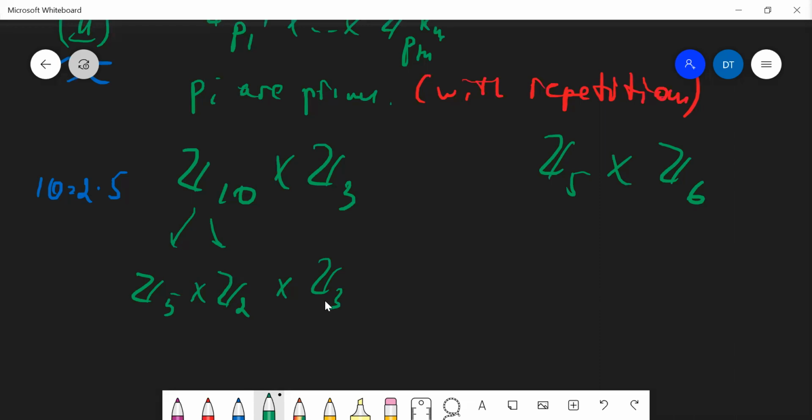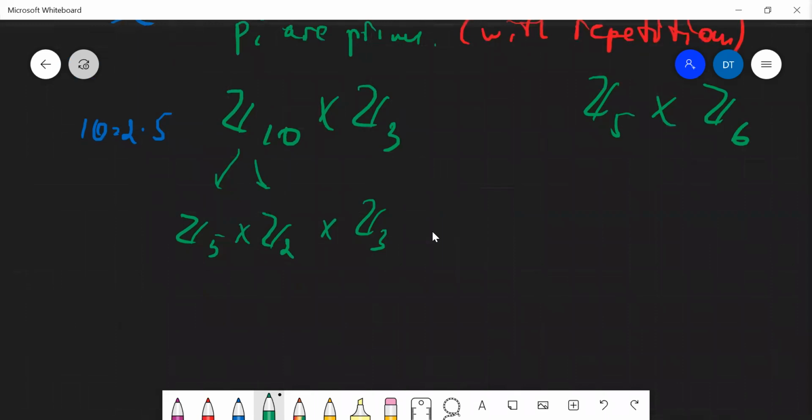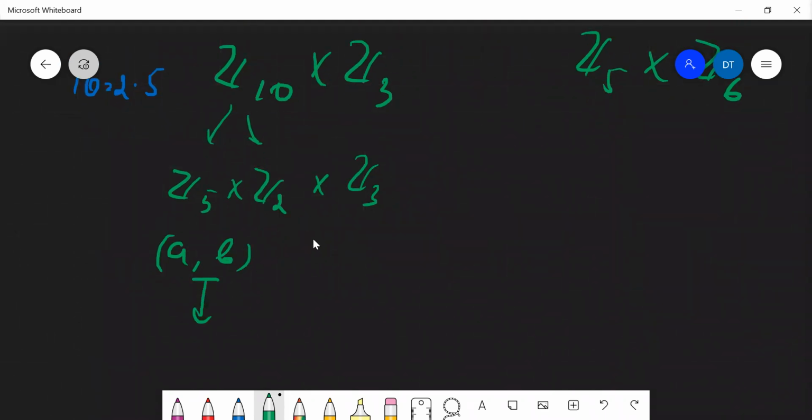And how do you write this isomorphism? Here, each element is presented in the form (A, B), where A is from Z10 and B is from Z3. And when you go down, you go by this rule. So you just apply to this factor the isomorphism from the Chinese remainder theorem in the direct way.